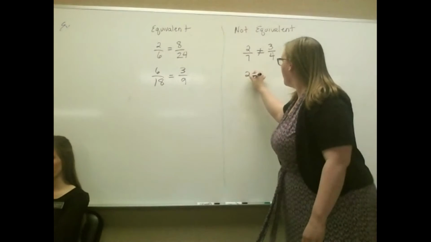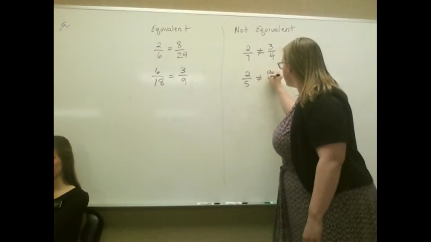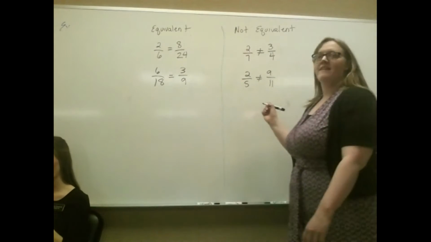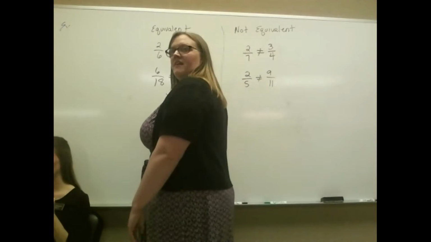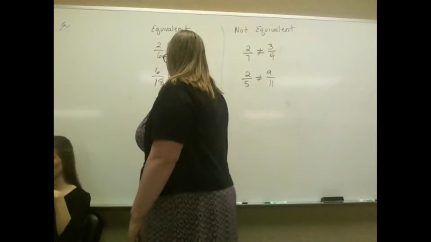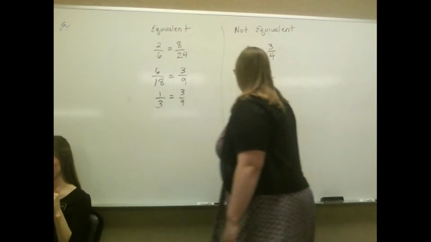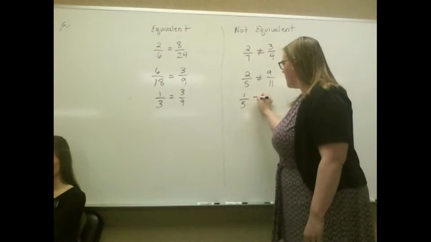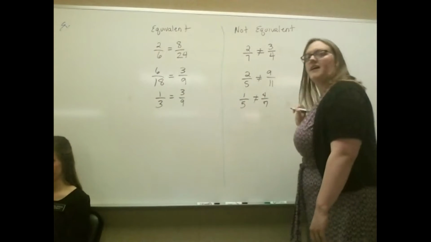2/5 and 9/11. Perfect. All right, so Mariah, can you tell me Lisa's? Okay, on the equivalent, she did 1/3 and then 3/9. Okay, and then not equivalent is 1/5 and 4/7. Perfect. All right, and yours?